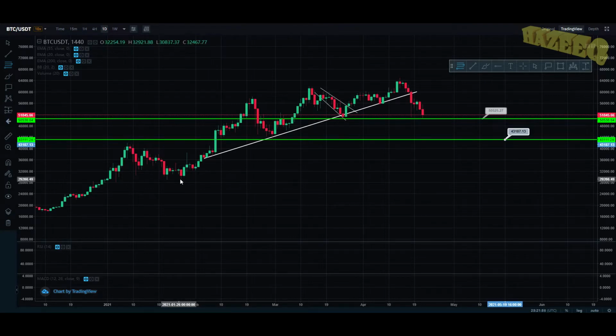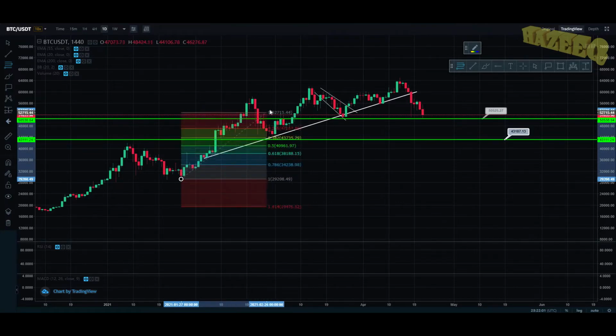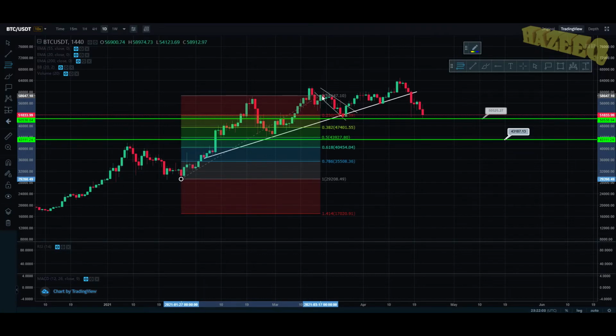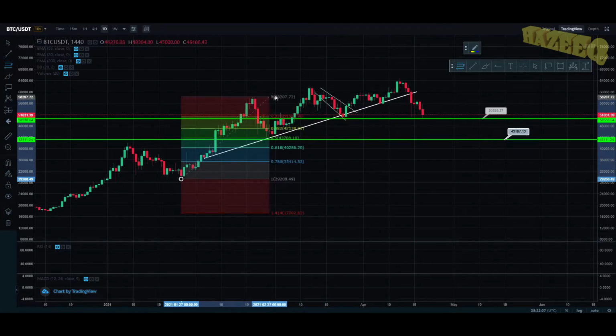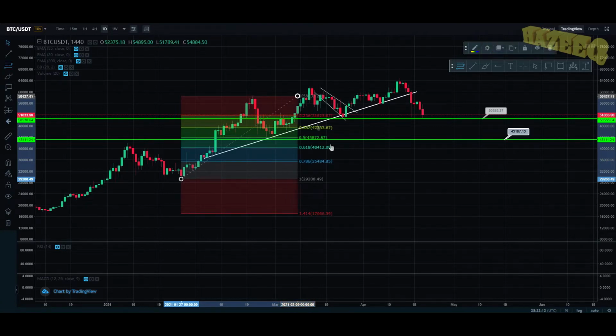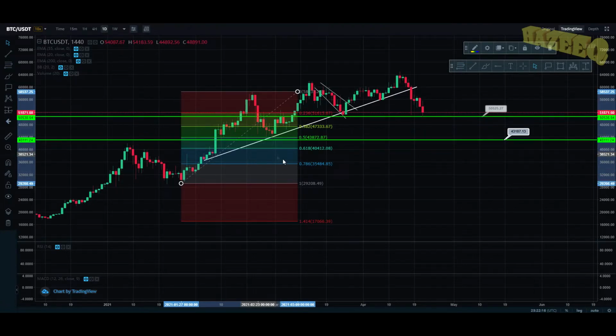Now let's say this is the swing low right now, this is a good bottom. You press on that, and as you can see, you have this little chart popping up, and you want to place it exactly on the top of this swing high. As you can see, there we go. So, and you do have all these Fibonacci levels.